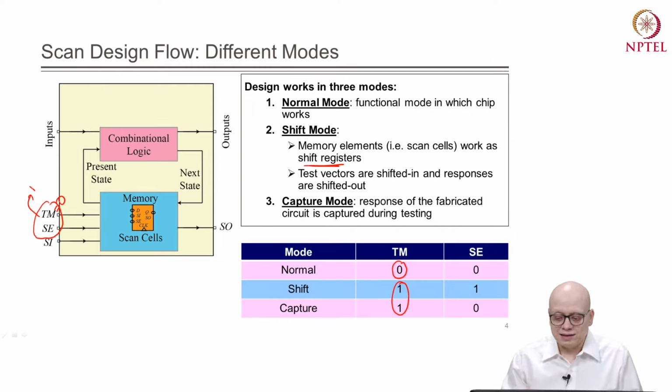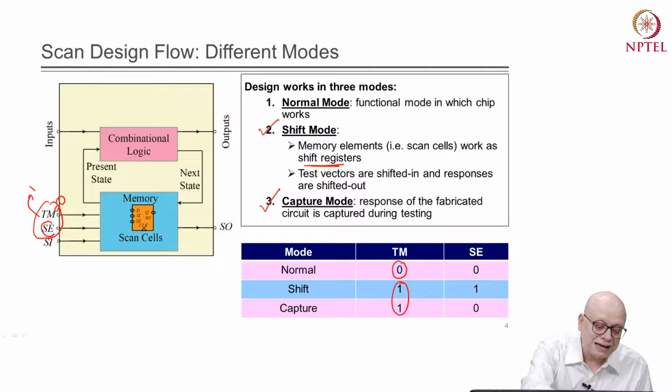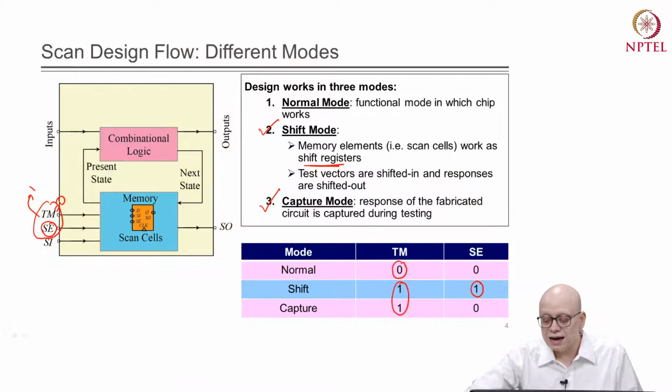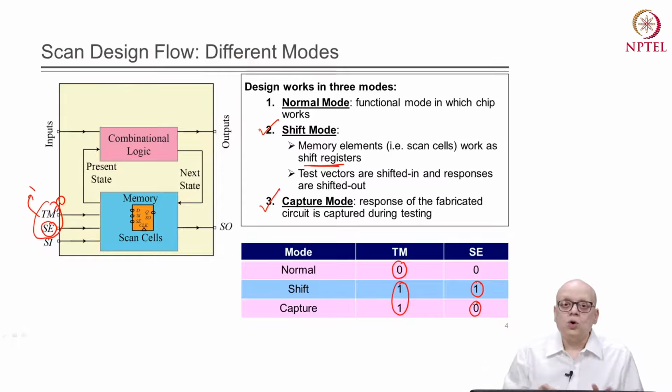And in the test mode, while we are testing, there are two modes. The first one is shift mode and the other is capture mode. In the shift mode, we make the input port scan enable, SE, as 1, and in the capture mode we make scan enable as 0, right. So, with the help of these input ports TM and SE, we are able to define 3 different modes of our circuit, and these modes will be useful while we are doing the testing in a scan design flow.